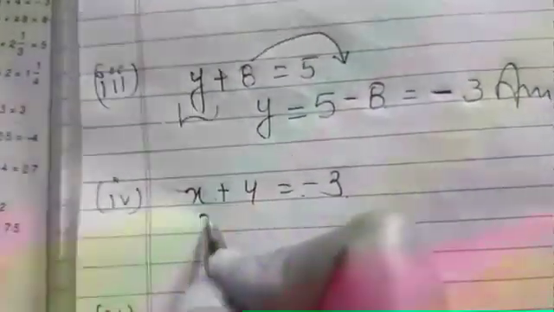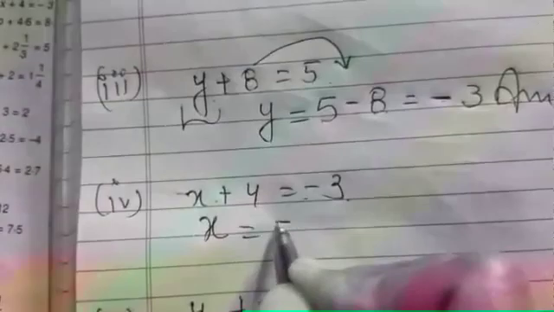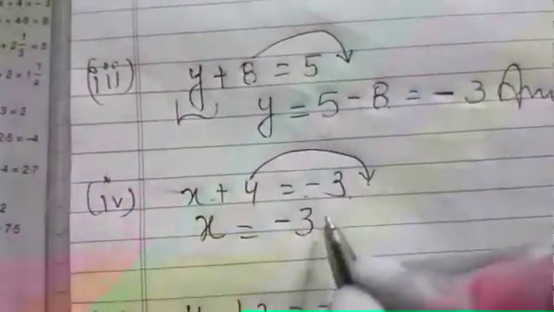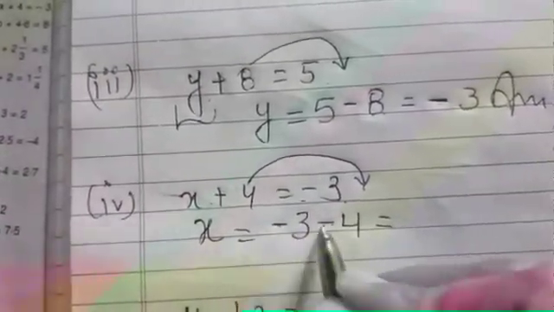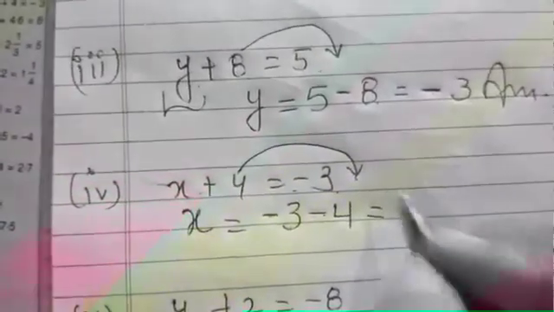The next question is x plus 4 is equal to minus 3. Keep x as it is. Minus 3 is already here. Take this 4 to the other side and its sign will get changed. As both numbers have the same sign, it means both are from the same team, so they will combine together. So the answer will be minus 7.